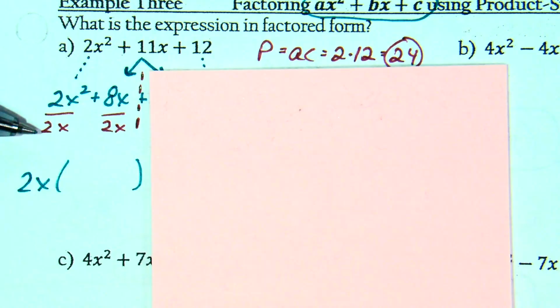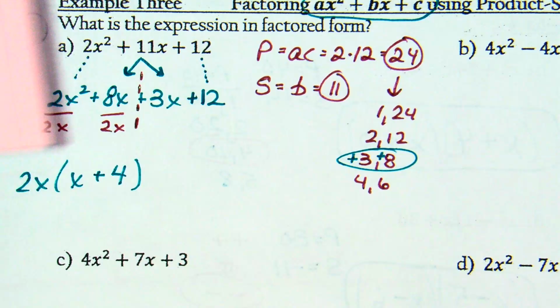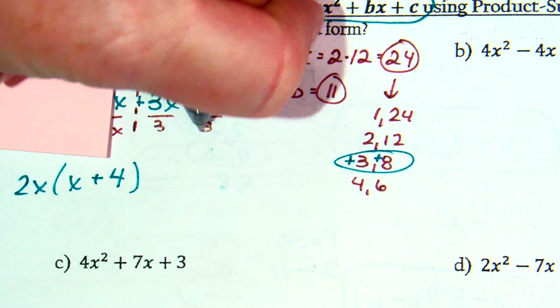Now, repeat the process on the other side. So this time, forget the first half. What do 3x and 12 have in common? 3. A 3. So that means I'm going to divide both pieces by 3. Also means my GCF is a 3.